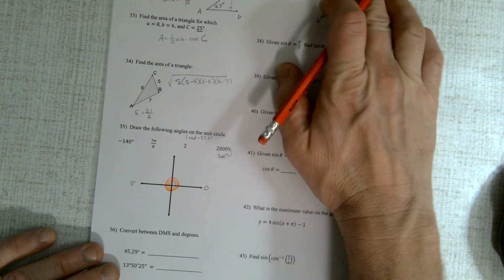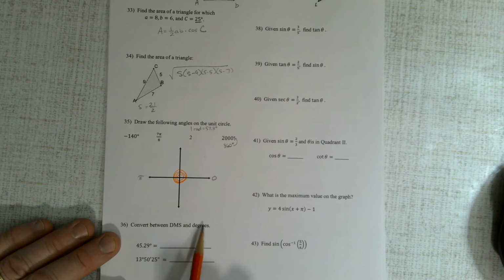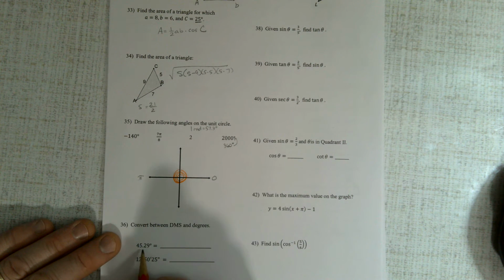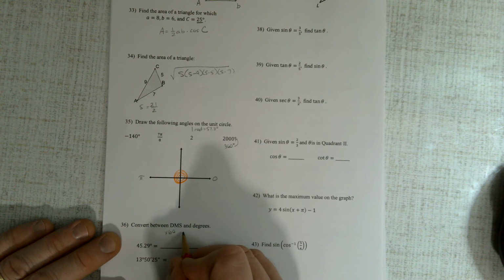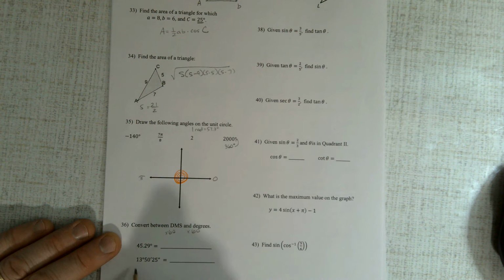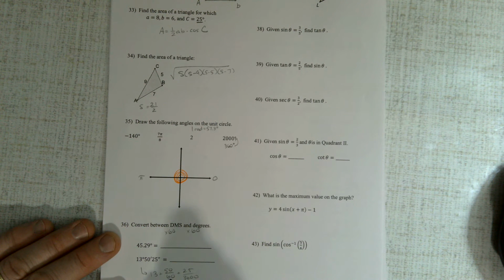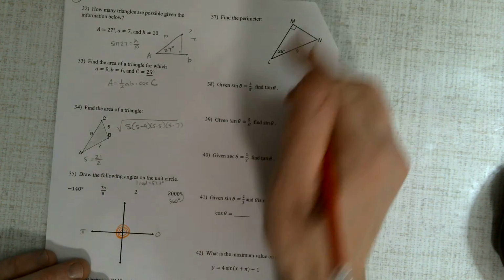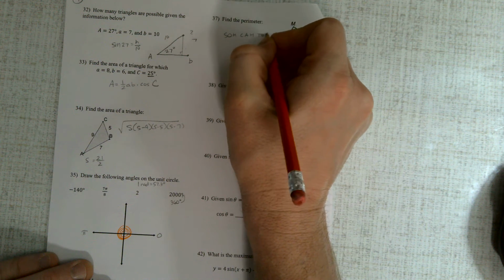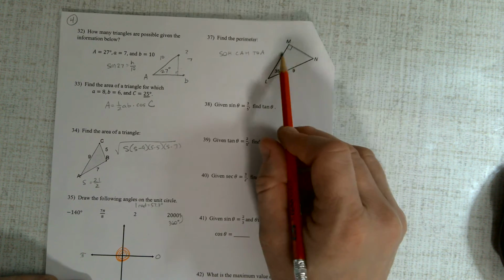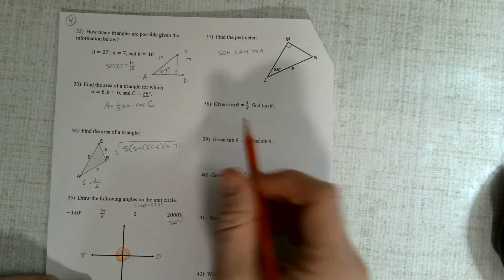Down at the bottom, the degrees to minutes here. Remember we have 0.29 times 60, and then the leftover decimal times 60 again, and this one is 13 minutes 50 60ths plus 25 seconds. Those are minutes, those are seconds. The perimeter, well, you can definitely use SOHCAHTOA on this one. Find that side and that side, add it with 9 for the perimeter.